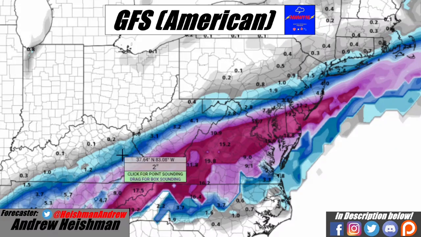Now, let's go and take a look here at the European model. Let's see what this one has to say about the accumulations. We'll compare the differences and similarities between what these have to say. So let's go and take a look at that.